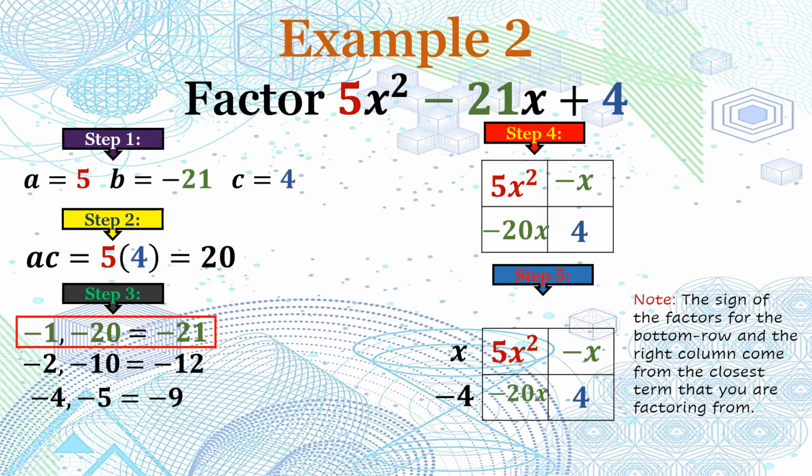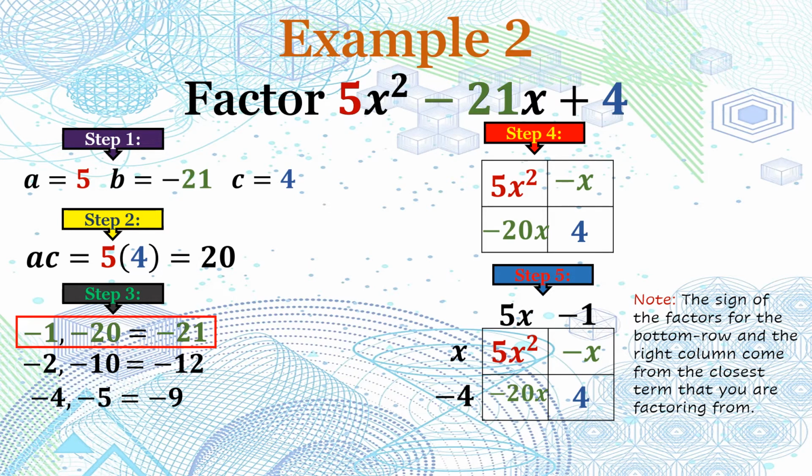So the common factor between 5x squared and negative 20x is 5x. Then the common factor between negative x and 4. So there is no common factor between negative x and 4. So if there is no common factor between the terms, the common factor is 1. But since it is closest to a negative x, therefore the common factor is negative 1.